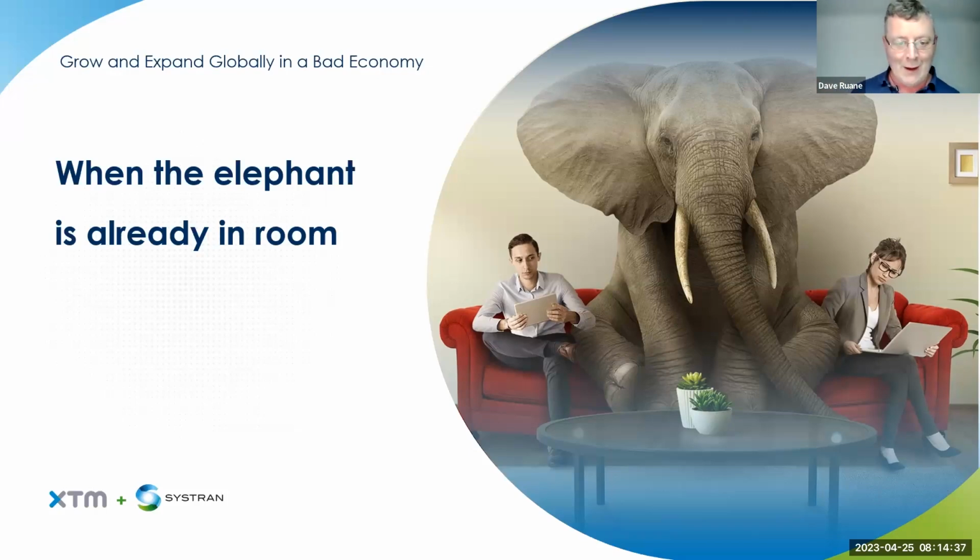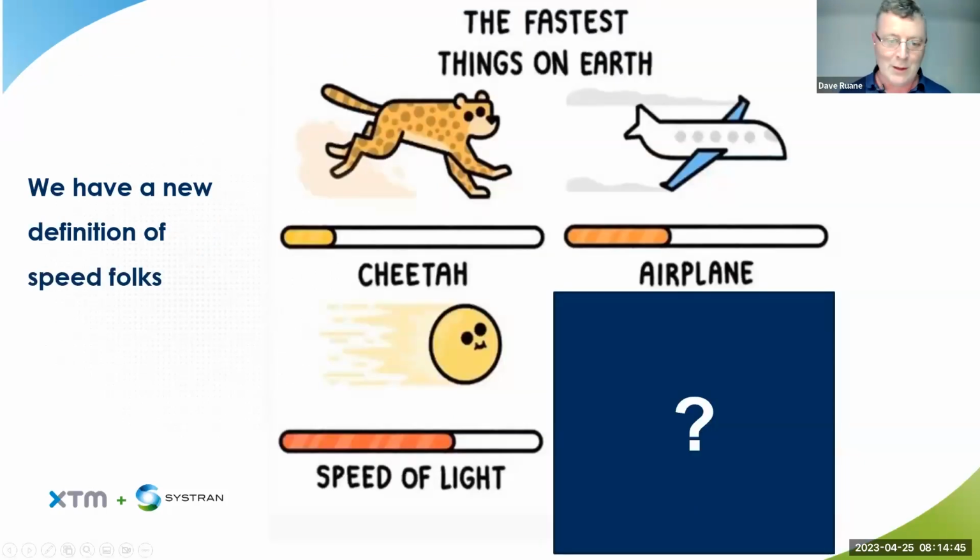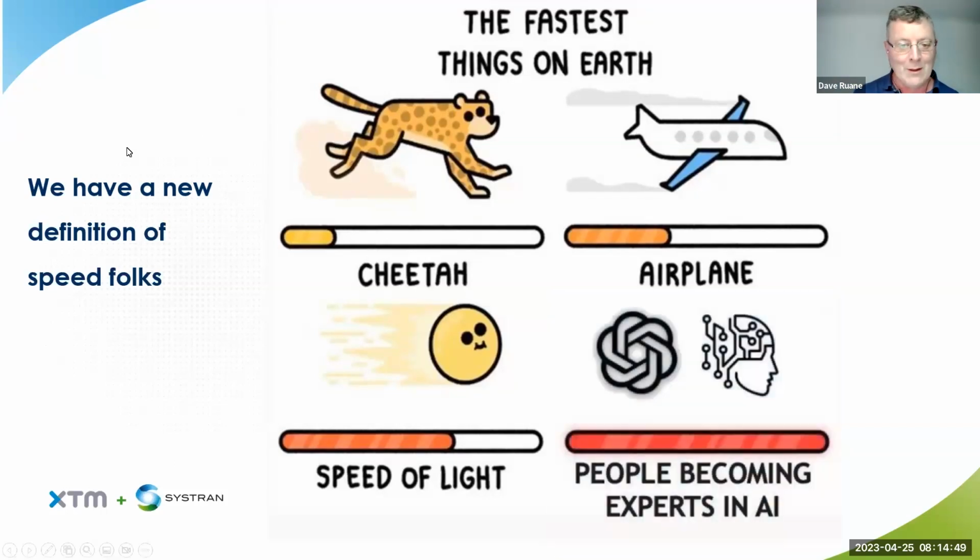We're not going down that rabbit hole, but we did see some interesting new definition of speed, right? Monte, you found us this. We thought it was a bit of fun, folks. So is the new definition of speed being people becoming experts in AI recently? Yeah. We'll leave that with you. Well, AI certainly makes it easier, doesn't it?